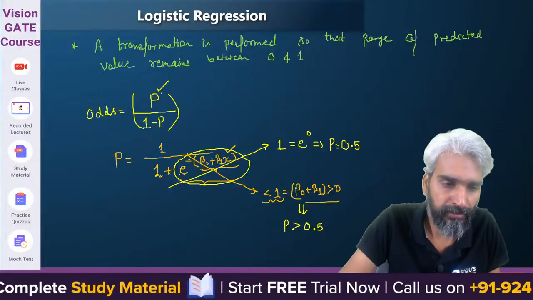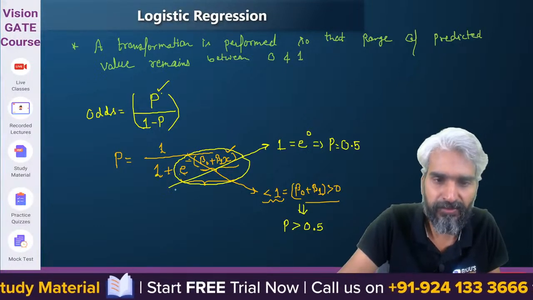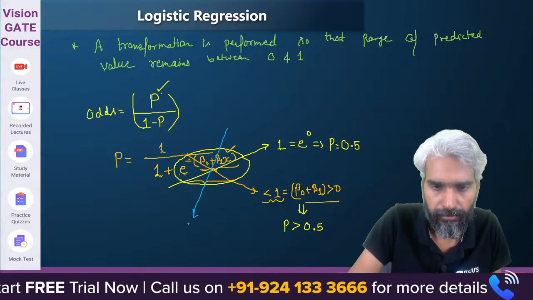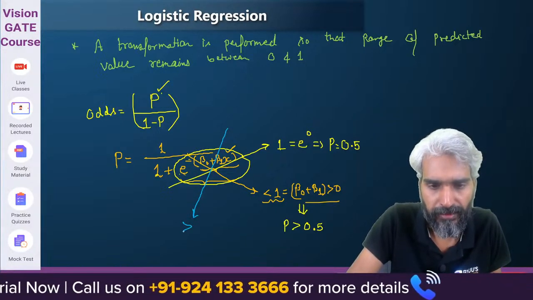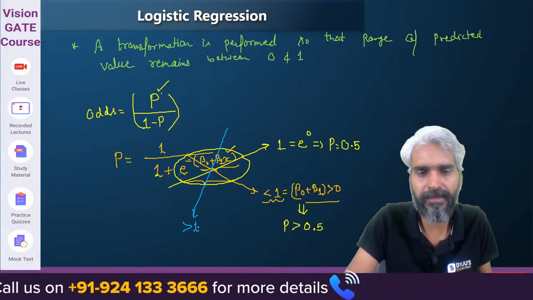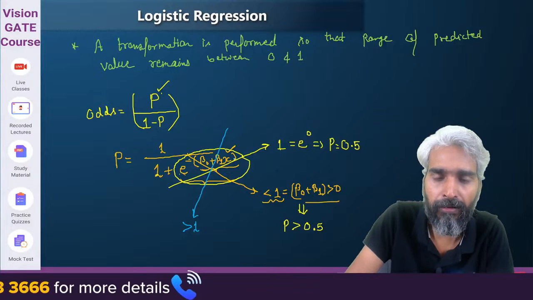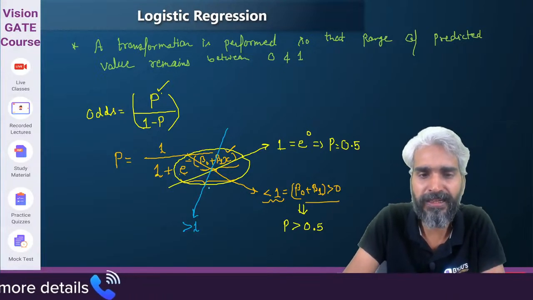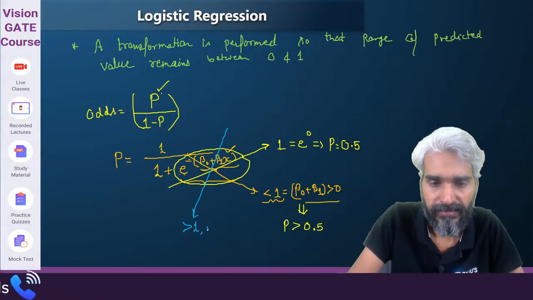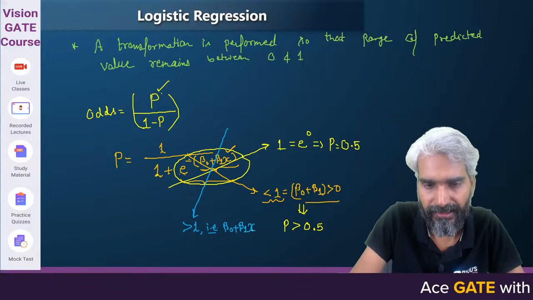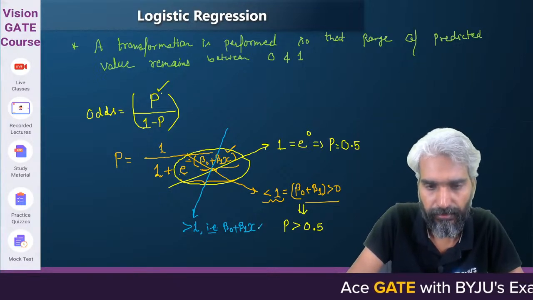Now the problem, third thing. If this value is greater than 1, so when exactly will this value become greater than 1? This value will become greater than 1 when this power of e is a positive number, that is, when beta 0 plus beta 1 x is negative.